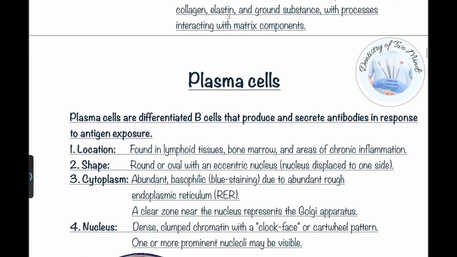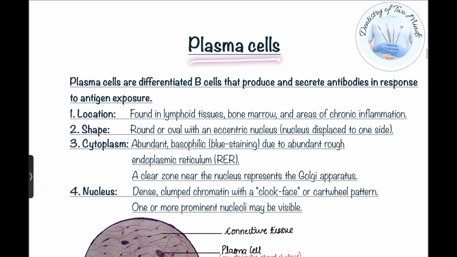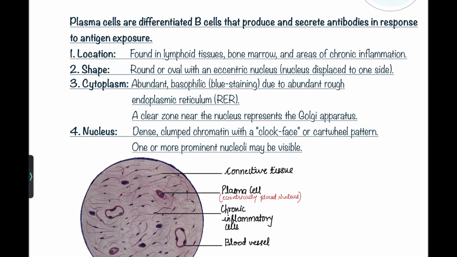Coming to the next cell, plasma cells. Plasma cells are differentiated B cells that produce and secrete antibodies in response to antigen exposure. Plasma cells are found in lymphoid tissues, bone marrow, and areas of chronic inflammation. Chronic meaning lasting for a longer duration. The shape of a plasma cell is round or oval with an eccentric nucleus, that is, the nucleus is displaced to one side.